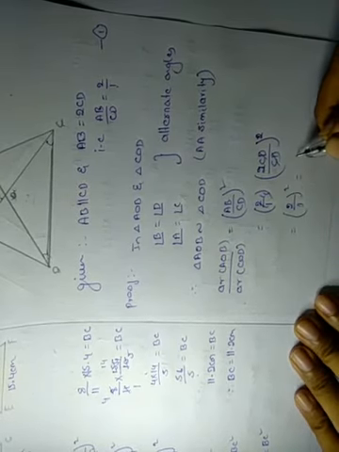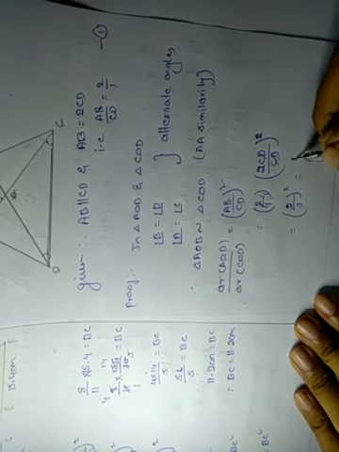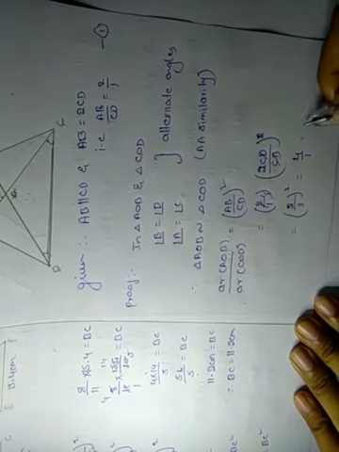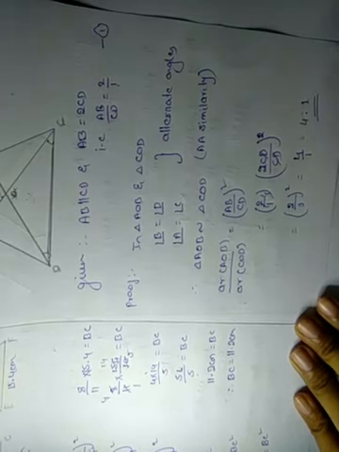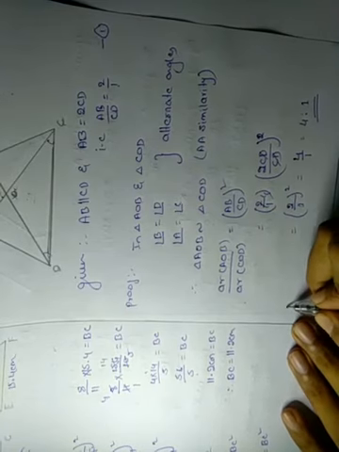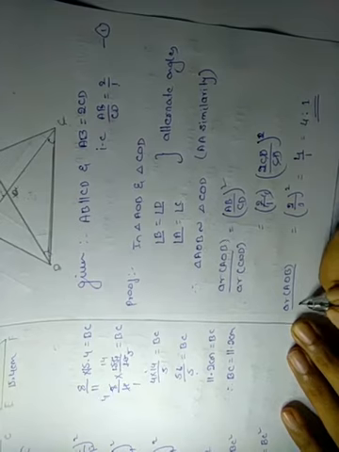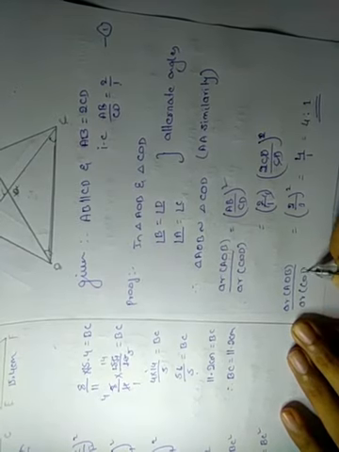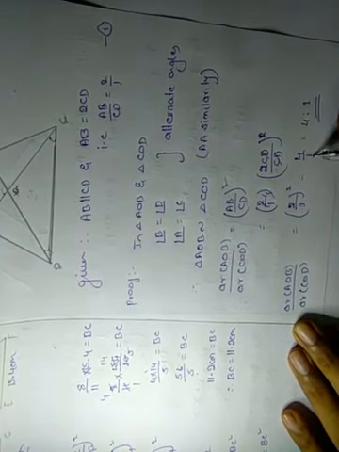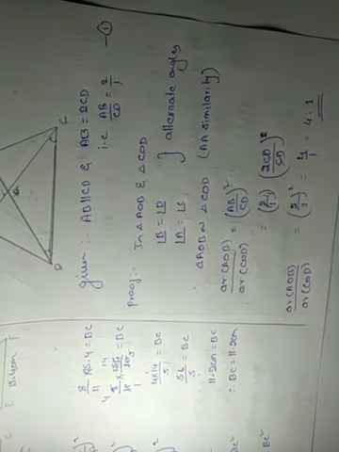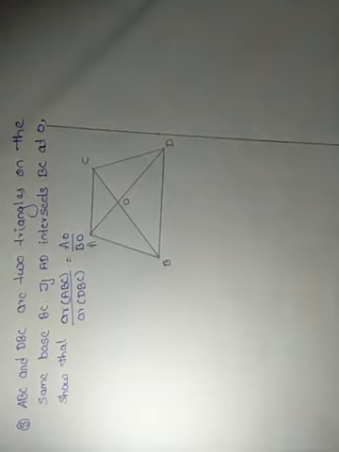That is equal to what? 2 twos are 4, 1 one is 1. We have to write this as a ratio, that is 4:1. We got that area of triangle AOB divided by area of triangle COD is equal to 4 by 1. This is the answer. We proved the second one.